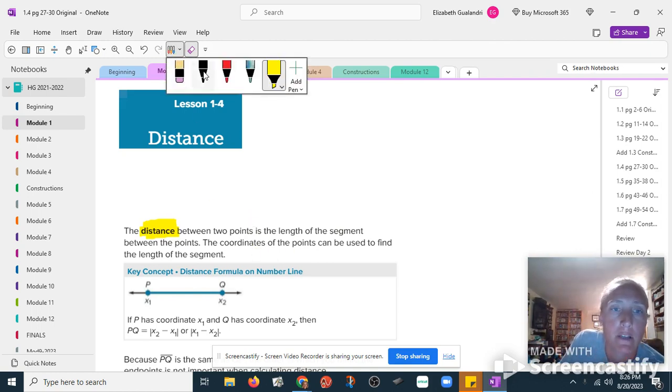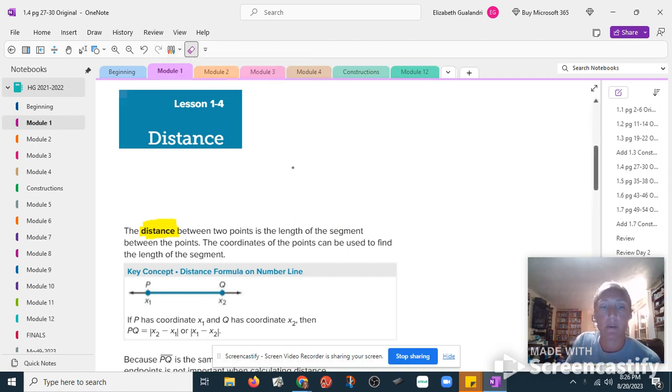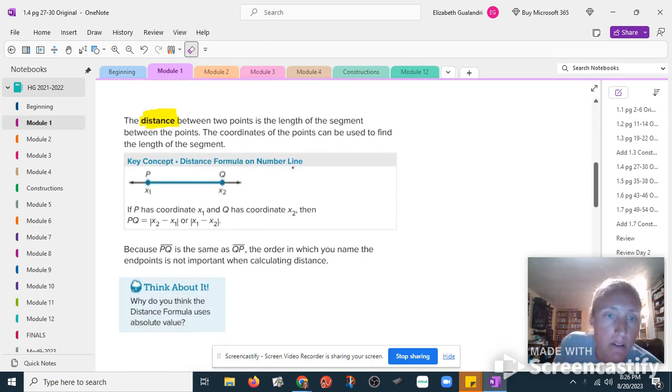Some of it's going to be very basic today. Some of it's going to be more in-depth. And some of you are going to think like, I know what I'm doing, but there's some really good concepts in here. So distance formula on a number line is just simply that if P has a coordinate of x1 and Q has a coordinate of x2, then PQ is x2 minus x1 or x1 minus x2 in the absolute value symbol. So why do you think the distance formula uses absolute value?